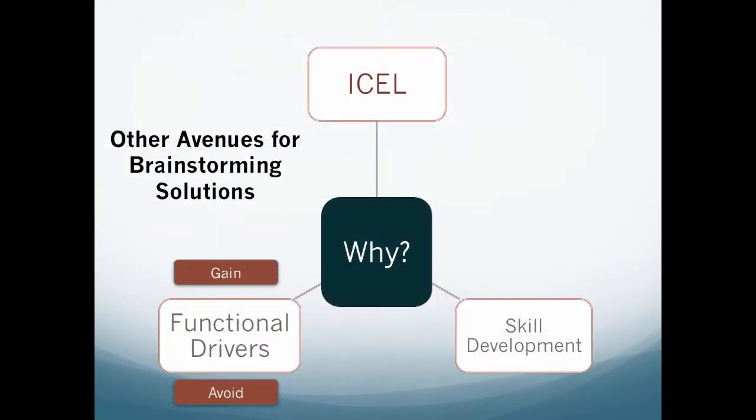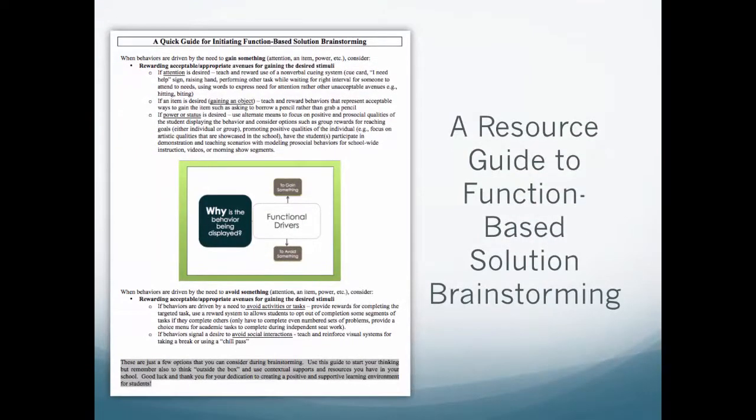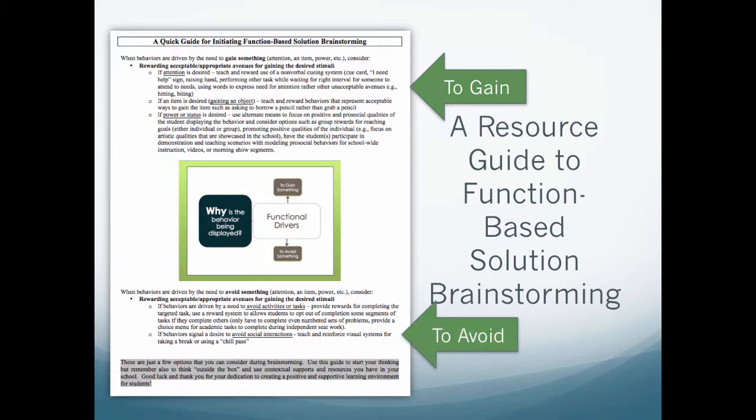We also go back to our functional drivers. Behaviors are trying to get something or trying to avoid something. Again, another document is provided that groups different avenues for thinking through possible solutions into gaining items, gaining attention or power, or different solutions you may want to consider when your students' behavior is occurring because they want to avoid a certain task or activity, or if they're trying to avoid or distance themselves from others or other social interactions.